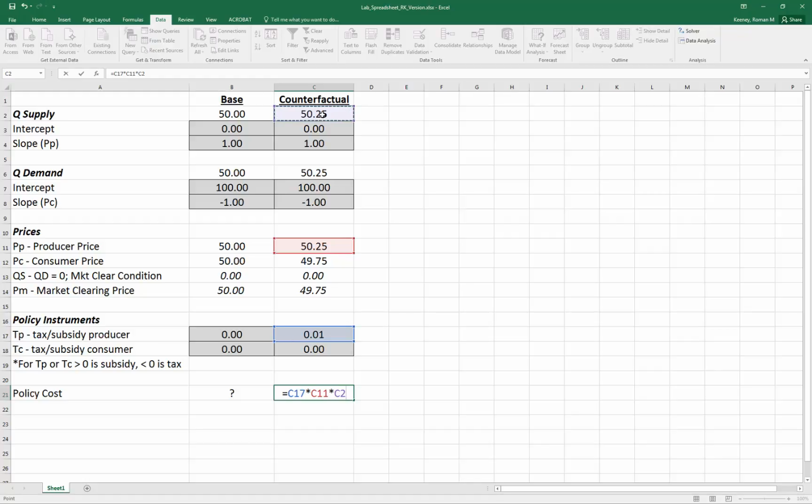Okay, so that gives us one side of it, but we also have a policy instrument for consumers. So instead of just stopping there, we're going to add to that C18, the rate that could be applied to consumers, multiplied by the consumer price, right? So that rate times the price that the consumer sees tells us some amount of the subsidy. And then let's multiply by the quantity in the market demanded.